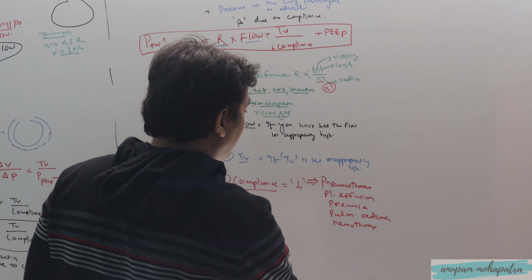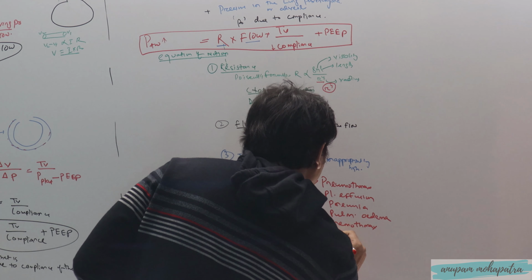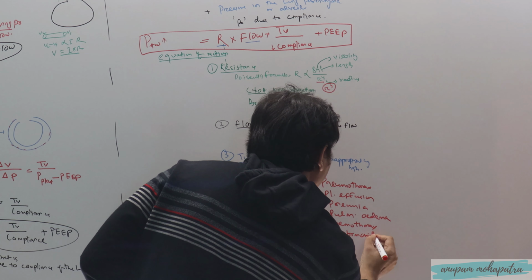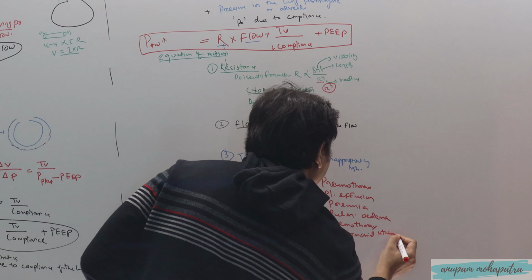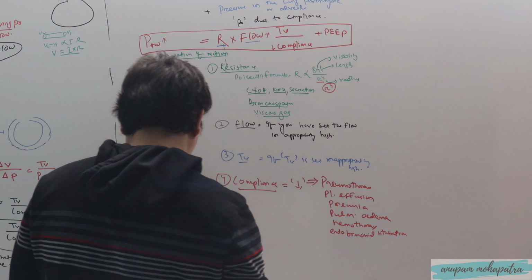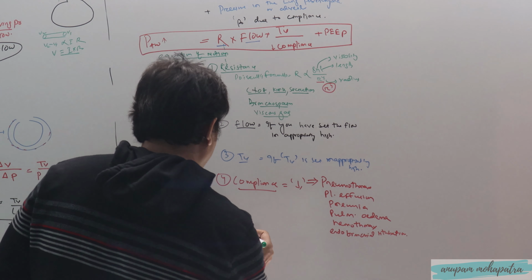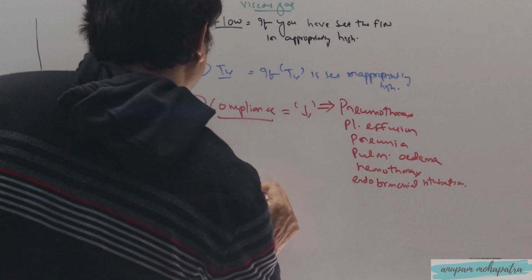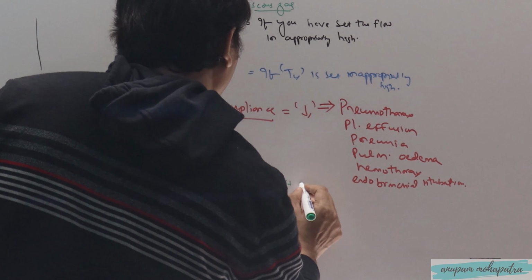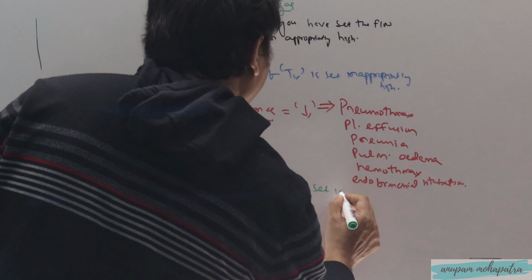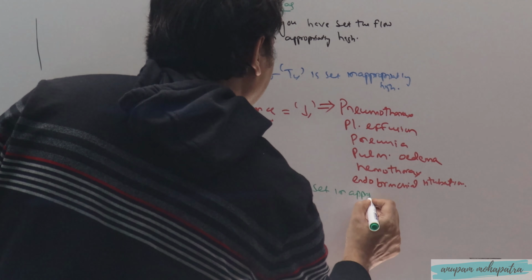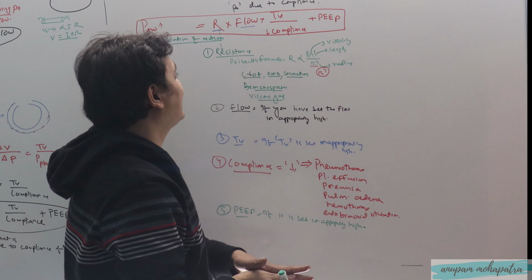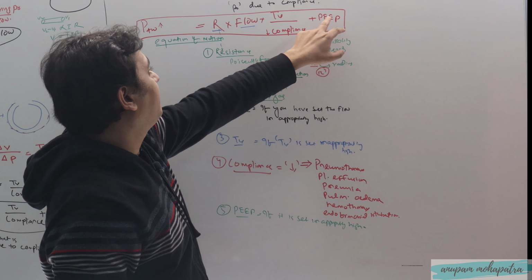So these are the few things you have to remember. Another thing will be endobronchial intubation. Last but not the least, it will be the PEEP, if it is set inappropriately high. Again, like resistance, like tidal volume, PEEP is the same thing.